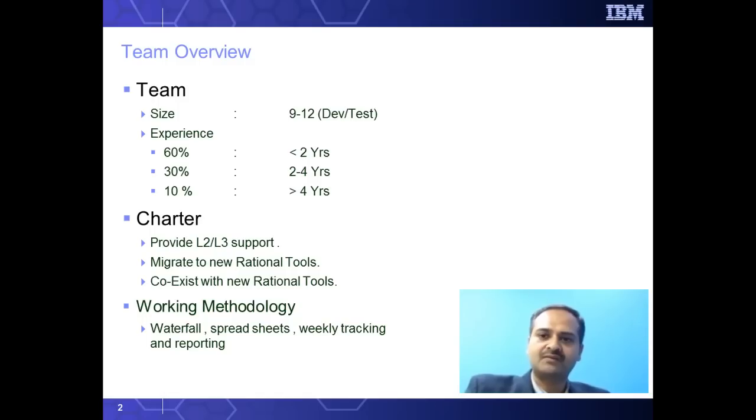In terms of our working methodology, the development cycle followed a fixed 6-monthly waterfall life cycle. At the beginning of the release, we would plan the work items, basically the defects and features which will become part of this fix pack. Planning in terms of the work plan, test planning, test execution, test reporting, everything would be done through spreadsheets communicated in emails, and they would be stored in a Lotus Notes team room for archival purpose.